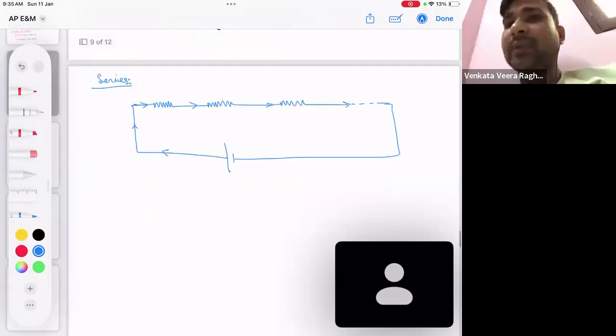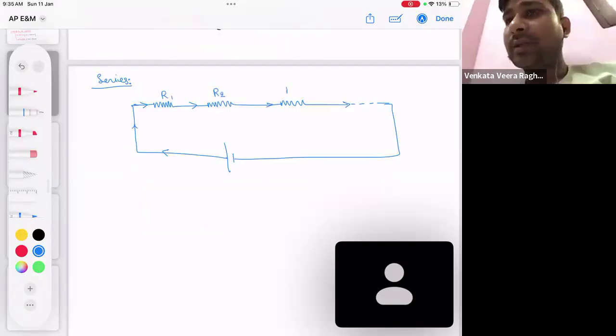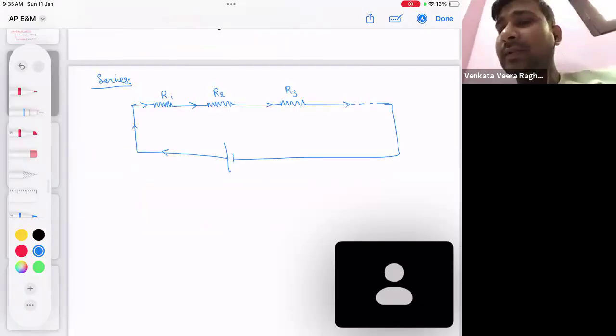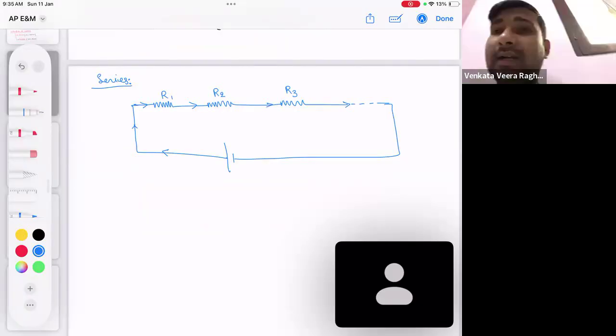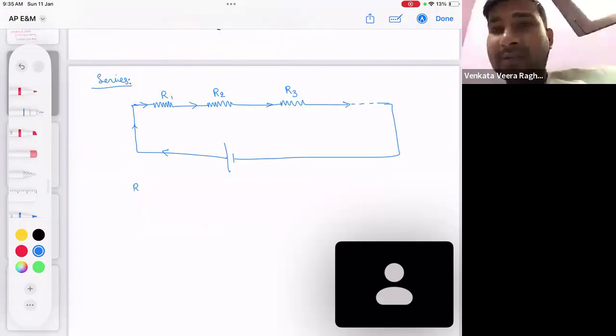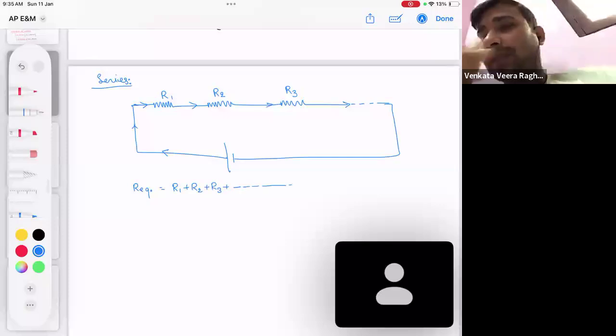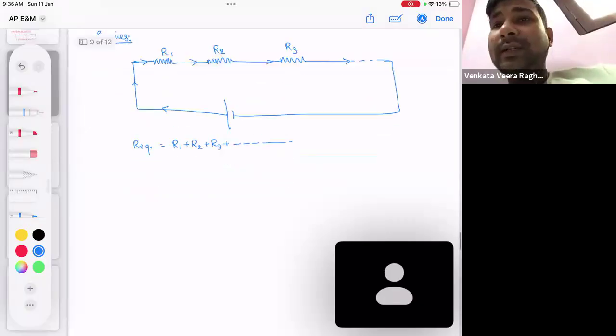So that's why here we will call this R1, this R2, this R3. These R1, R2, R3 are connected in what? These R1, R2, R3 are connected in series to each other. So what is the R equivalent will come? The R equivalent will come R1 plus R2 plus R3 plus R4, like that. Okay. So that is called the series combination.